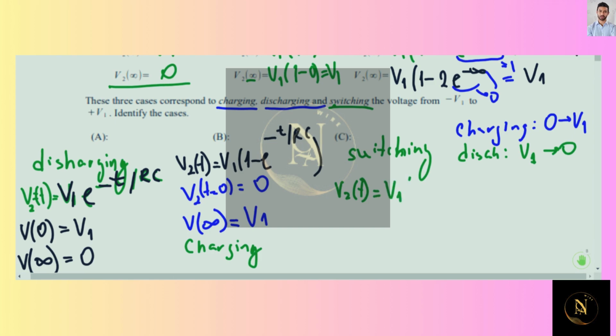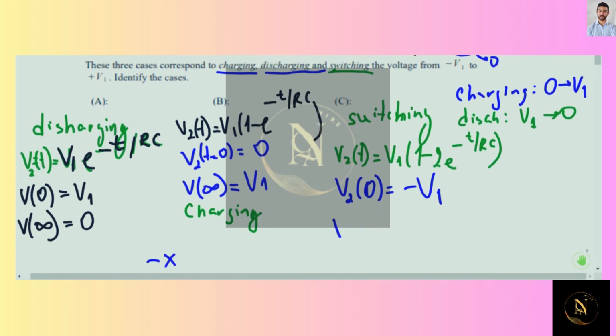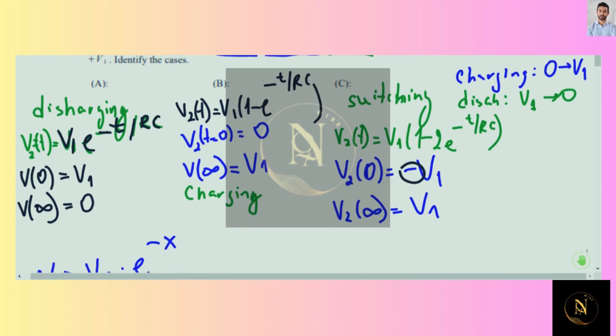Again, V2 equals V1 multiplied by 1 minus 2 exponent of negative time over RC. So again, when time is 0, voltage equals negative V1, but when time is infinity, voltage equals positive V1. So as we see, the sign has been flipped. So this is the answer to this question.